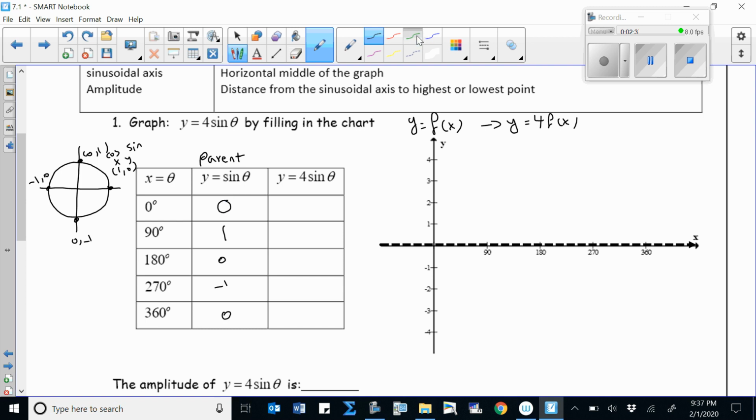Now I'm going to graph this parent function first. So when x is 0, y is 0, x is 90, y is 1, here. 180 is 0, 270 is -1, and 360 is 0. So this will be the graph of my parent function.